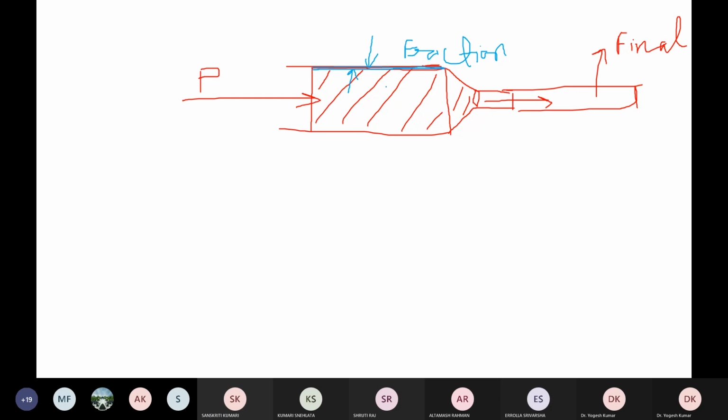The friction is opposing the movement or the flow of your material in your desired direction. So is it desirable or undesirable? Any other student?